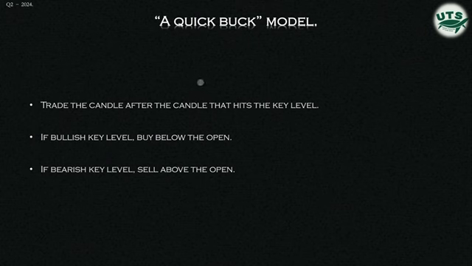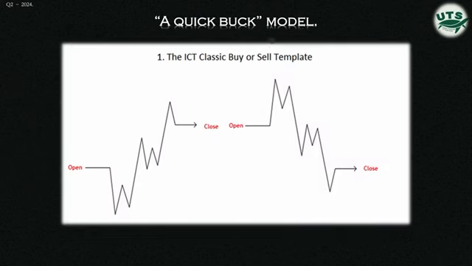Trade the candle after the candle that hits the key level. If bullish key level, buy below the open of the next candle. Right? If bearish key level, then sell above the open of the next candle. This model is basically trying to catch the ICT classic buy or sell template, right? And I didn't call it the classic candle on purpose because there's many ways to catch the ICT buy and sell template, right? One of them is this.